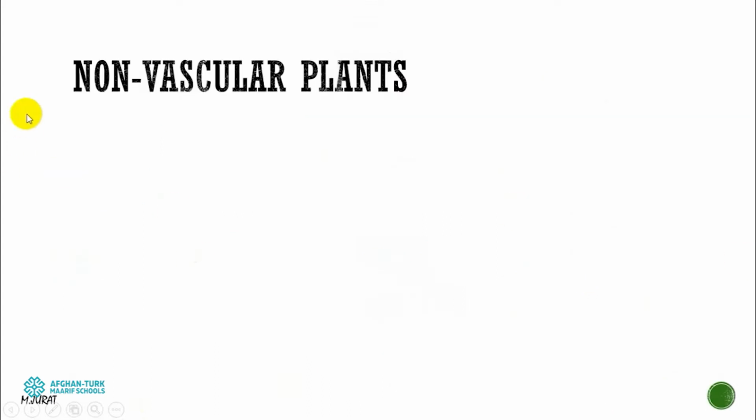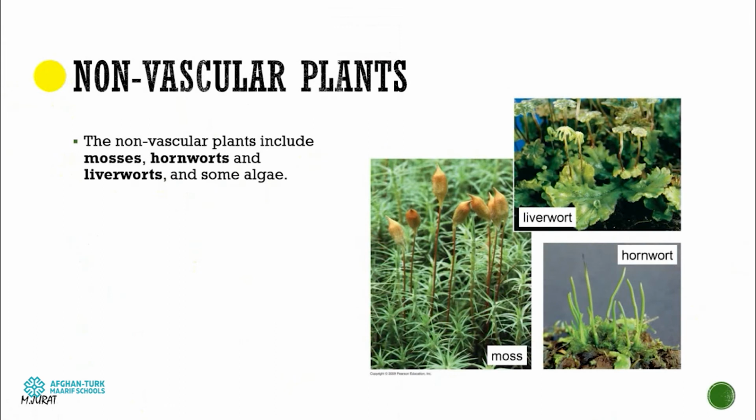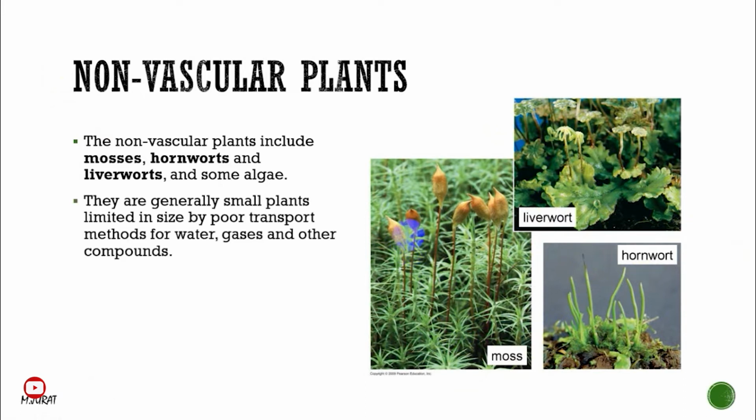So let's start with non-vascular plants. It's obvious that they do not possess vascular tissue, which is xylem and phloem. The examples are mosses, liverworts, which have a structure like a liver, and hornworts. These are the main examples, and some algae can go in that category. The thing we have to know is that they are very primitive. They are tiny. Their size is very small, and they have primitive structures.